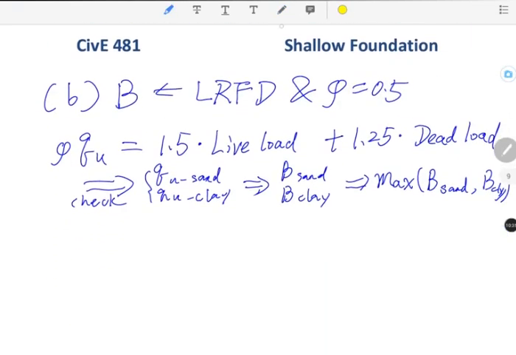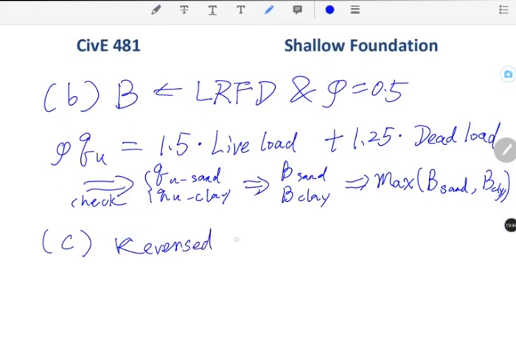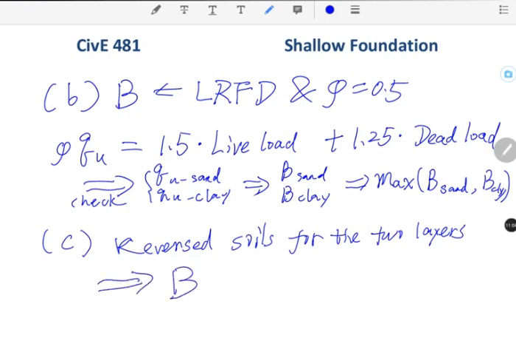And part C, with the reversed soils for the 2 layers. You just use the same strategy as used for part A and part B to solve for the width for the design.